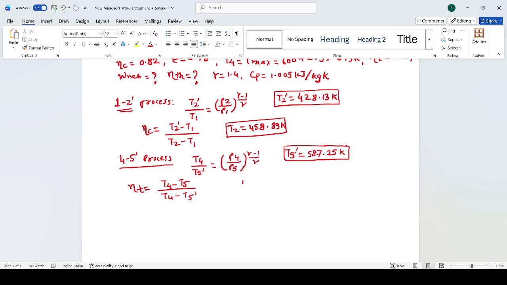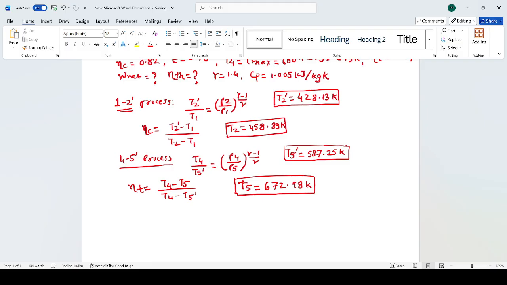the temperature T5 dash I have just calculated as 587.25 Kelvin. So if I substitute all these numbers in this equation, I can calculate the temperature after the actual expansion, that is T5. T5 is obtained as 672.98 Kelvin. That is the temperature after the actual expansion of the gases.